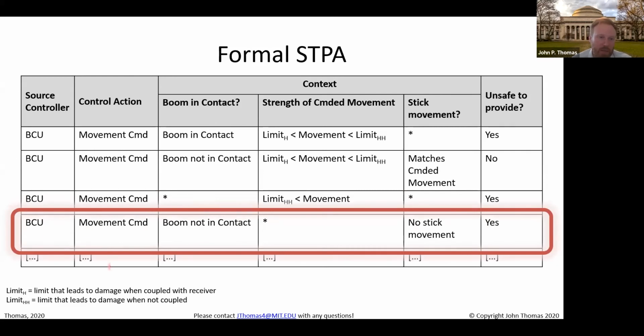Here's the last one, and there are more. This table's not complete. This is just demonstrating how to represent UCAs. A BCU provides movement command when boom is not in contact and there is no stick movement. So if we're not in contact, we're slaved to the stick, the stick's not moving anywhere, and we send these spurious movement commands, that's no good. This is unsafe to provide. There are some neat things we can do with this table. We can look for conflicts. We can automatically generate some executable requirements for the digital controller. But I don't want to focus on this. I just want to throw that out there since there were some questions and some interest in it.